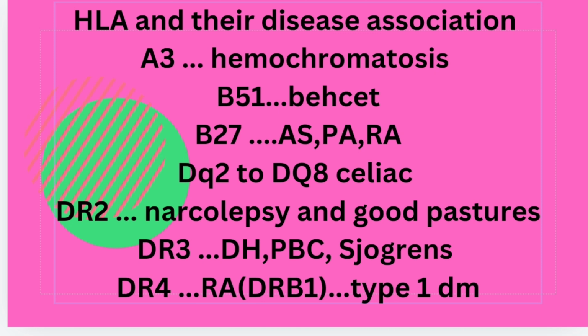DR3 is associated with DPS, that is dermatitis herpetiformis, primary biliary cirrhosis, and Sjogren's syndrome. And DR4 is associated with type 1 diabetes mellitus and rheumatoid arthritis.